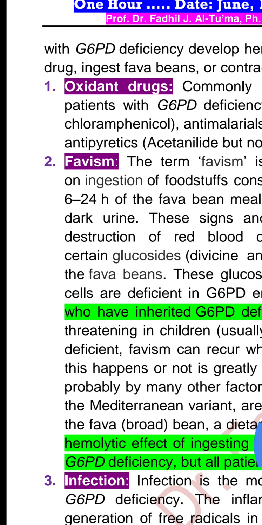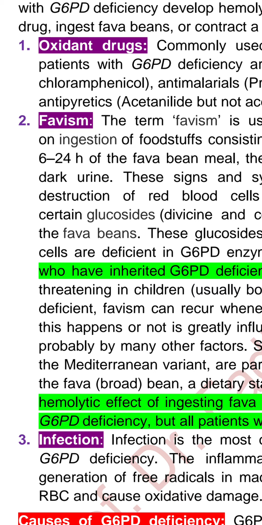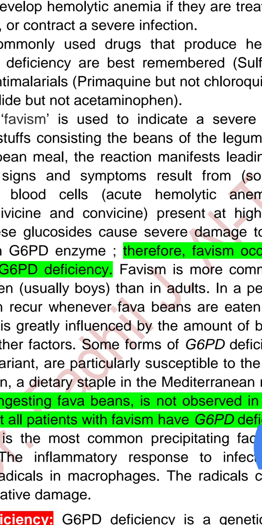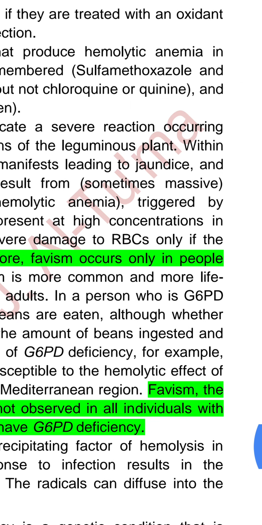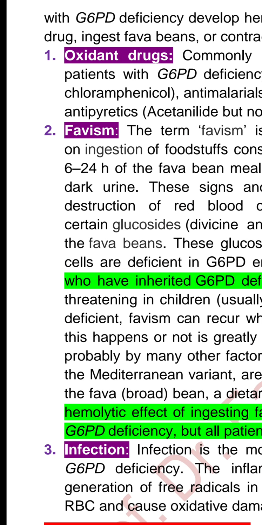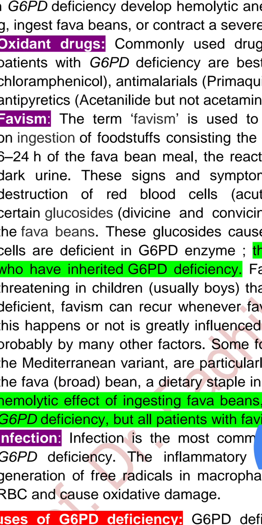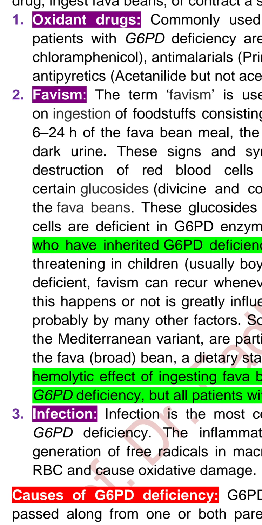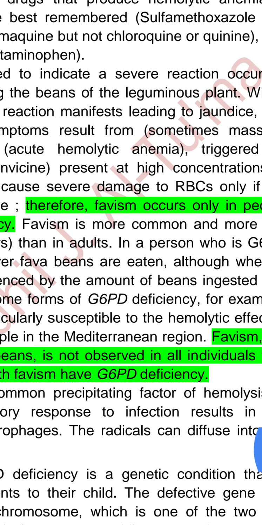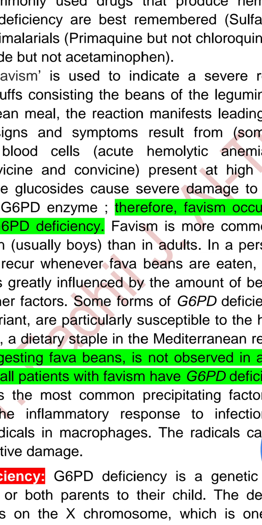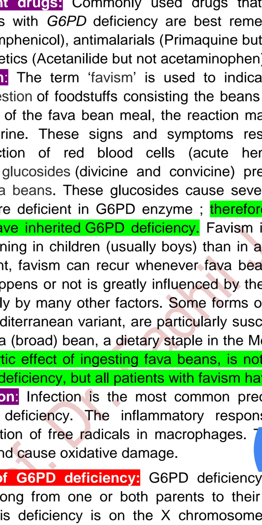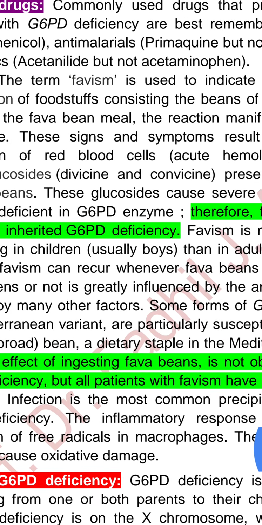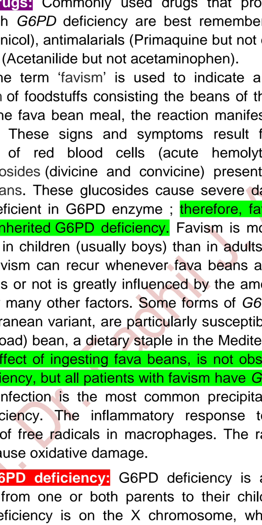acetaminophen. في حالات الفافيزم, the term favism is used to indicate a severe reaction occurring on ingestion of foodstuff containing the beans of the يعني هذه البقوليات in general. البقوليات ومنها الباقلة راح تنتج خلال فترة زمنية قصيرة قد تصل إلى 24 ساعة. يشوف الطفل اللي مصاب بالفافيزم قد يولد hemolytic anemia.